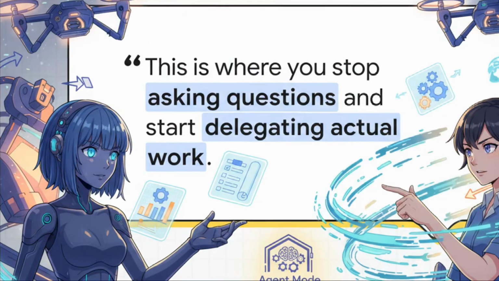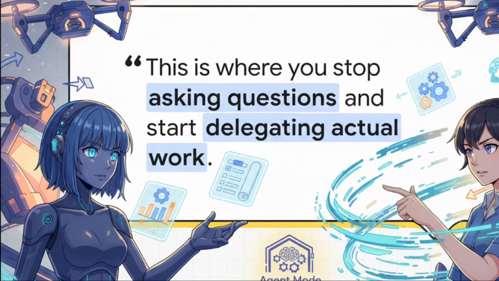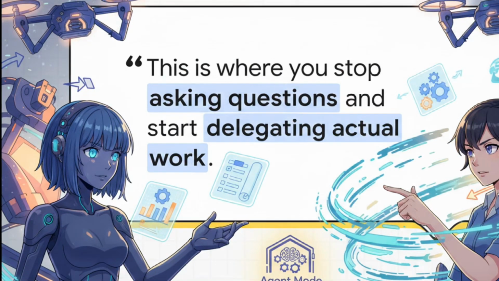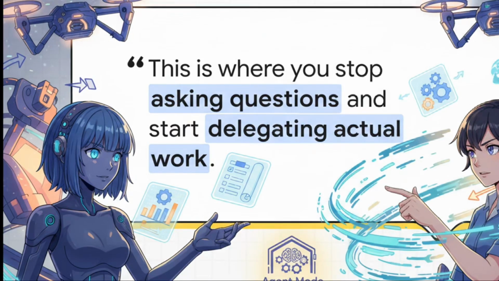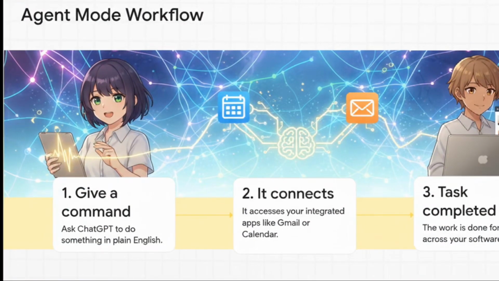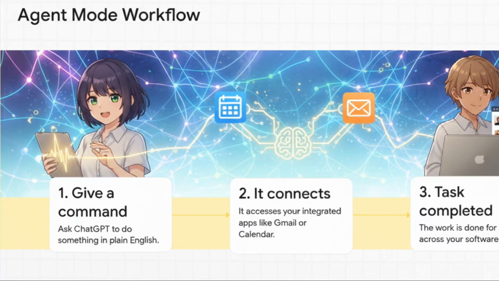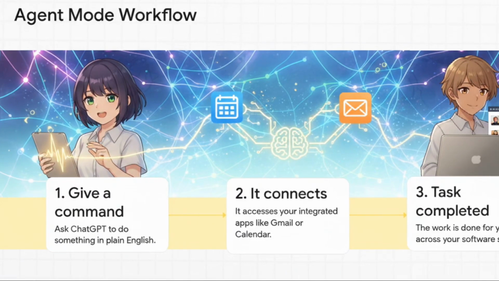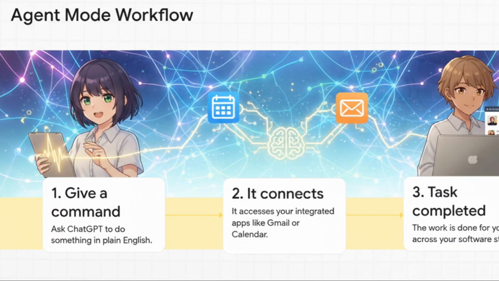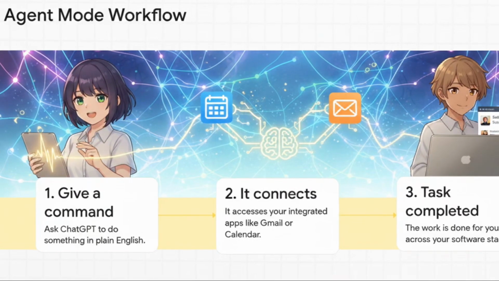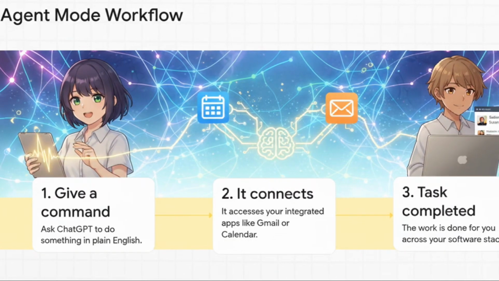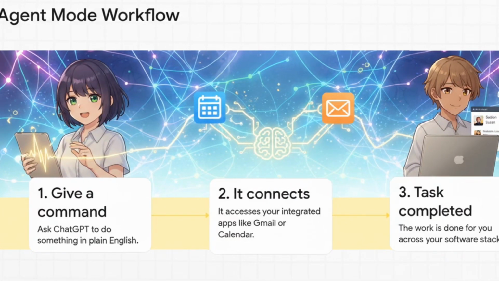And this is where things get really exciting. This is where you stop just asking questions and you start delegating actual work. I'm not kidding. So what is this magic? It's called Agent Mode, and it's a real AI assistant. The workflow is simple. You give a command in plain English. Then ChatGPT gets to work, accessing your other apps like your Gmail, your calendar, maybe your Notion. And then the task just gets done for you.